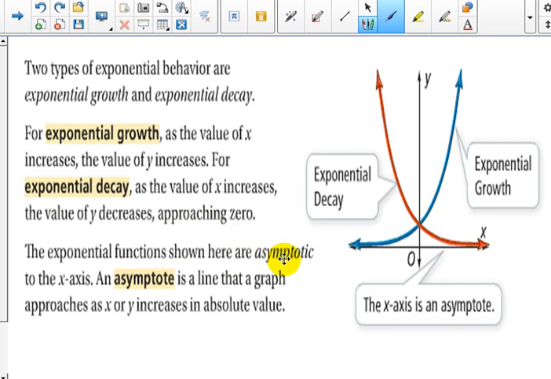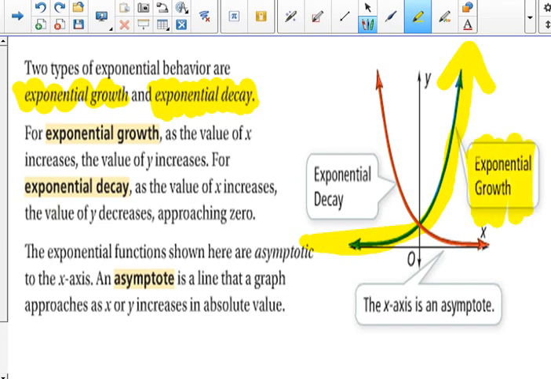Two types of exponential behavior are exponential growth and exponential decay. I talked a little bit about exponential growth in our first problem. Now we're going to talk about exponential decay as well. So growth, I'm going to highlight this in yellow as I go, is when you move from left to right and it starts out very, very low, down by the x-axis, and then it shoots up really, really fast and grows upwards as you're going from left to right. That's an exponential growth.